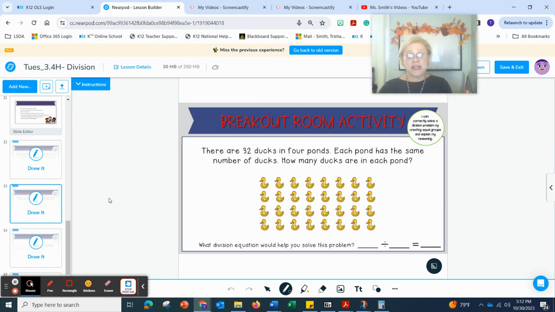There are 32 ducks in 4 ponds. Each pond has the same number of ducks. How many ducks are in each pond? So you are going to create a division equation. What is our dividend? Ask yourself. What is our divisor? How many ponds are there? And then you're going to find the quotient. If you look at how it's organized, guys, light bulbs should be going off right now.